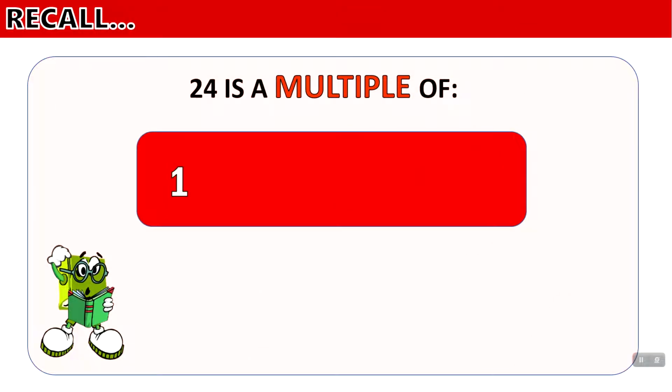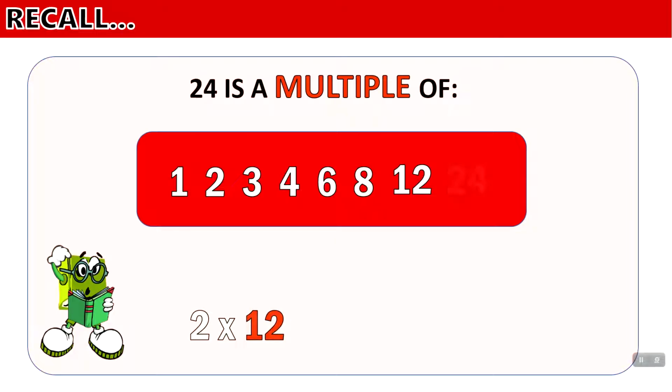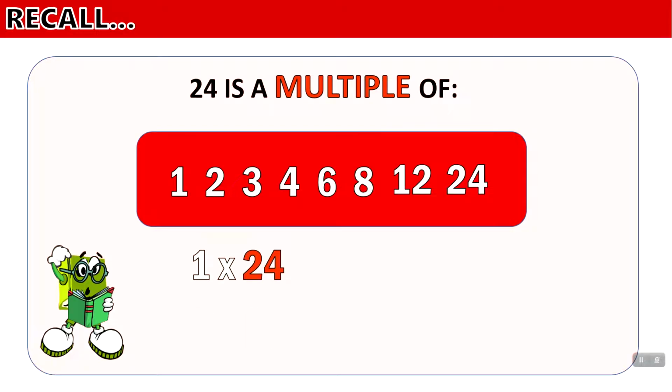24 is a multiple of 1 because 1 times 24 is 24. 24 is a multiple of 2 because 2 times 12 is 24. 24 is a multiple of 3 because 3 times 8 is 24. 24 is a multiple of 4 because 4 times 6 is 24. 24 is a multiple of 6 because 4 times 6 is 24. 24 is a multiple of 8 because 3 times 8 is 24. 24 is a multiple of 12 because 2 times 12 is 24. And 24 is a multiple of 24 because 1 times 24 is 24.